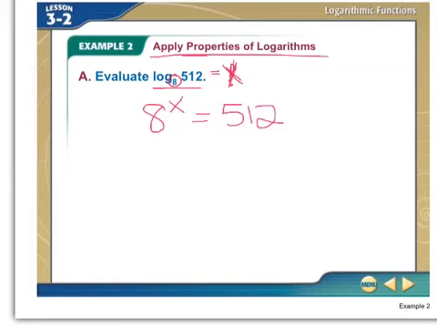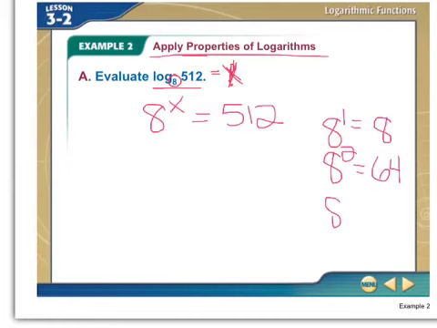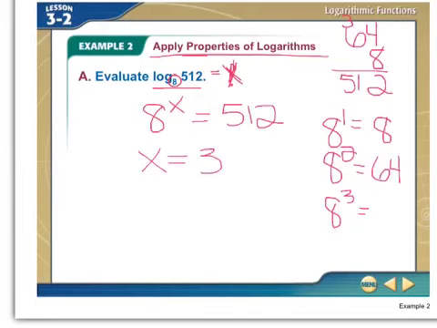Now, if you think about 8 to the first power, that's 8. 8 squared is 64. 8 cubed is 64 times 8. So if I take 64 times 8, 8 times 4 is 32. Carry the 3. 8 times 6 is 48. Plus 3 is 51. So we're going to say x equals 3.